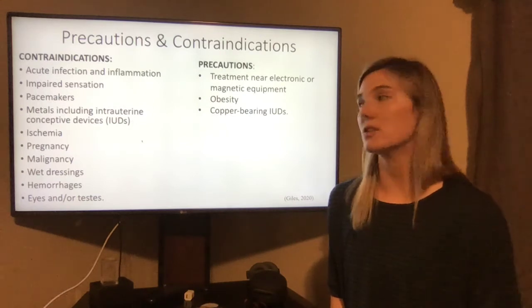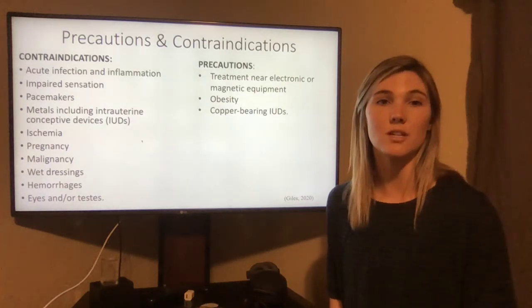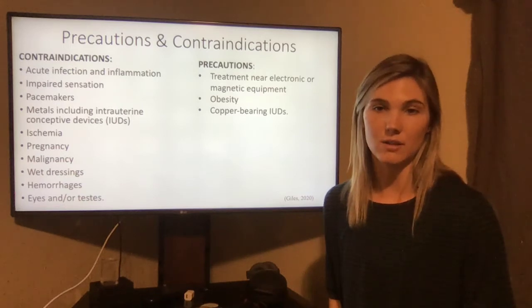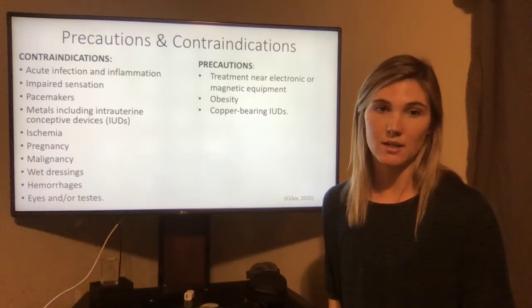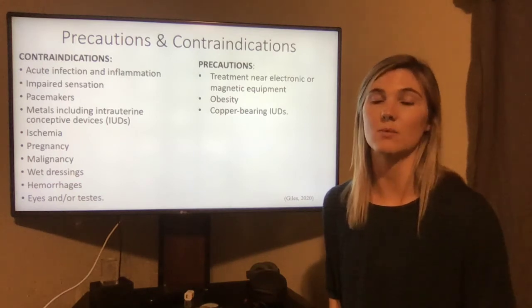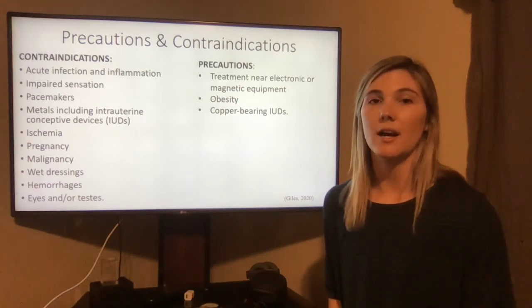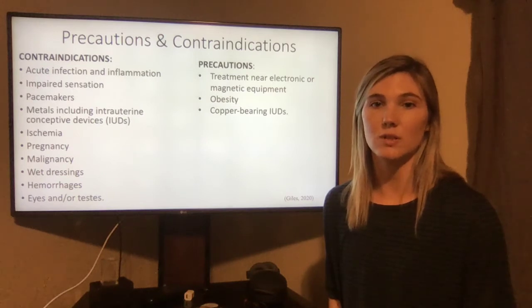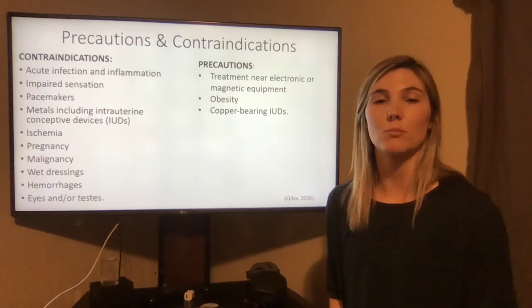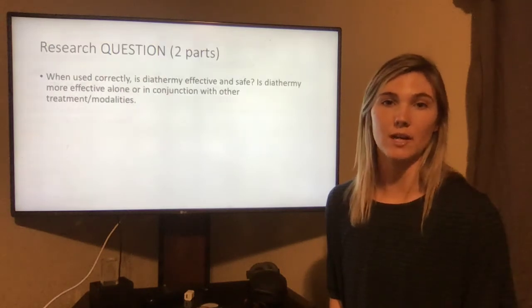Precautions and contraindications include acute inflammation and impaired sensation, acute infection, pacemakers, metal in the area, as well as IUDs, ischemic areas, pregnancy, malignancy, wet dressings, hemorrhagic areas, as well as over the eyes or testes. You would take precaution to treat near electronic and magnetic equipment, as well as for obesity and copper-bearing IUDs.